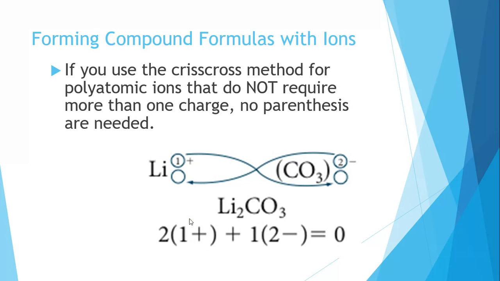If you use the crisscross method for polyatomics that do not require more than one charge, which means this one is a 1, we don't have to write those parentheses, because if we don't write anything, it's understood to be a 1.